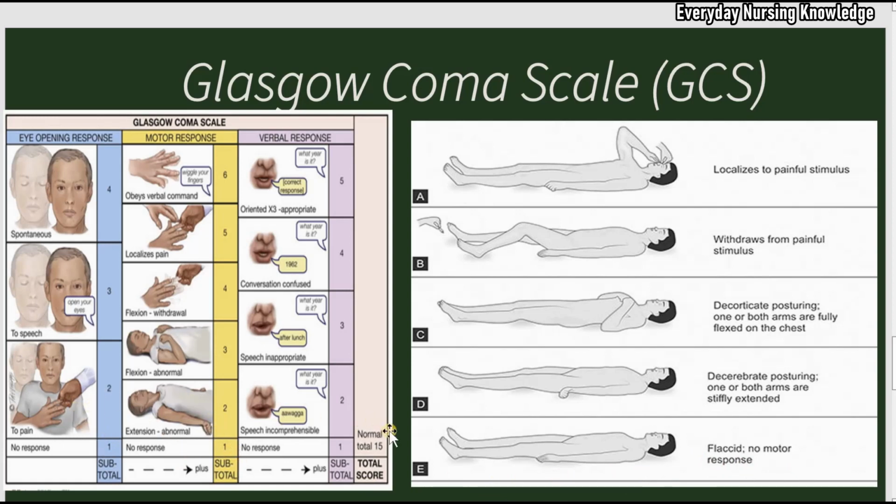And you add up all these three scores to a maximum of 15. That gives you the Glasgow Coma Scale.